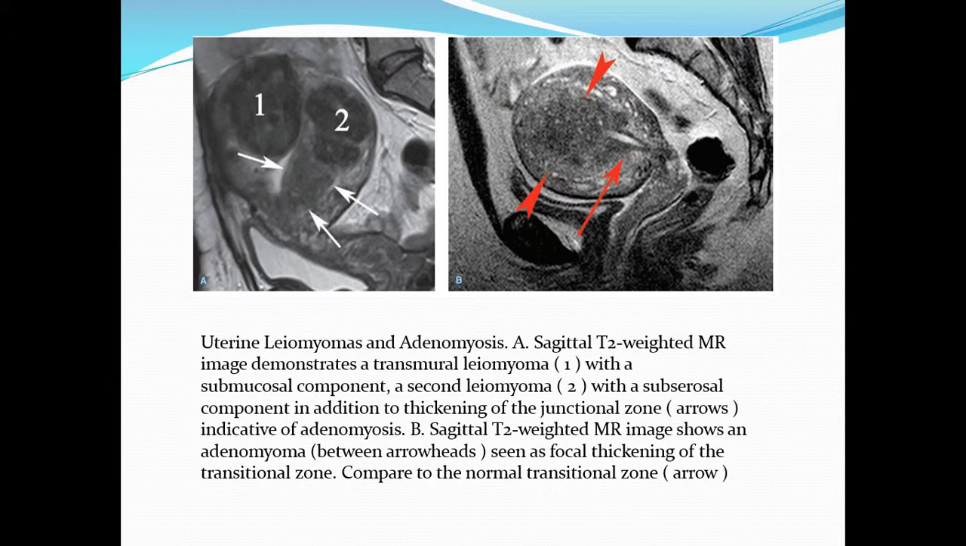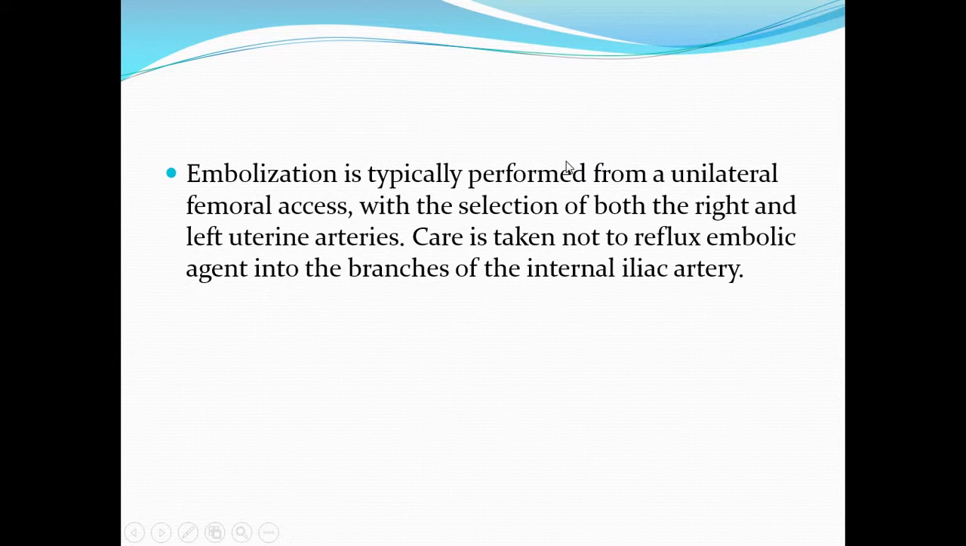For example, in this case, you can see there are multiple leiomyomas here, and you can see there's abnormal thickening of the junctional zone here, indicating adenomyoma. Adenomyoma is due to adenomyosis, which is migration of the endometrium into the underlying myometrium. Another case, you can see there is marked thickening of the junctional zone here. You can compare it with the normal junctional zone here. This indicates adenomyoma.